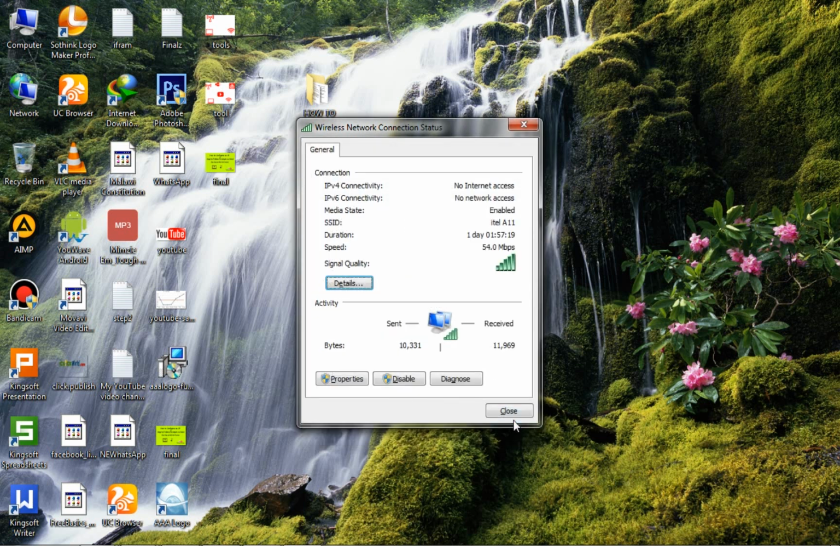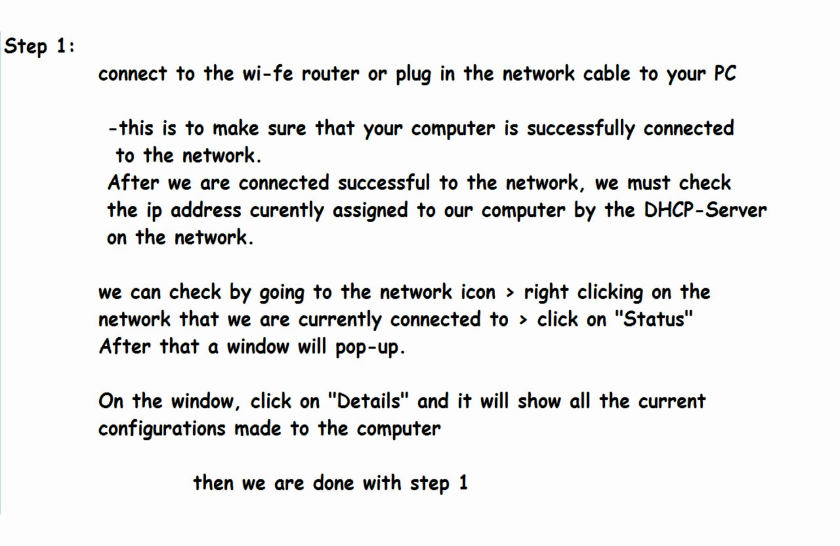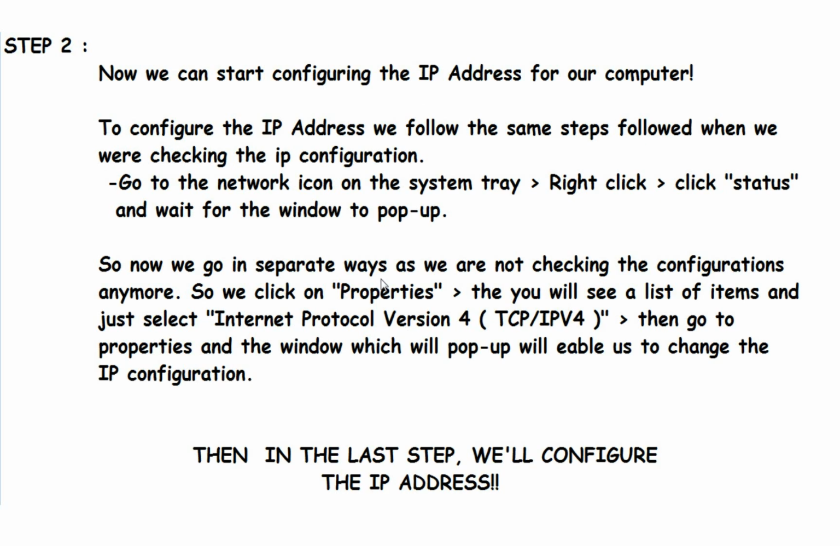So now we can close it and then close it again. Now we have seen how to check the IP address when we are connected to the network. Then let's go to the second step. The second step is now we can start configuring the IP address for our computer.